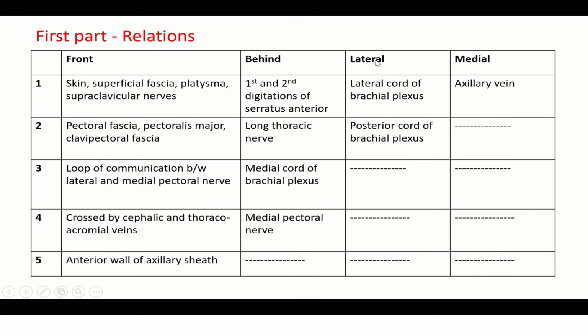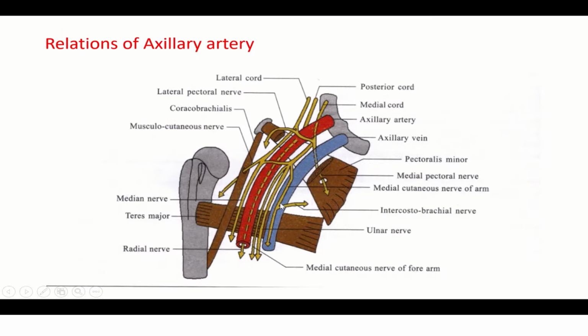Then if you see on the lateral side, there is the lateral cord of brachial plexus and posterior cord of brachial plexus. So the posterior cord here is not posterior, it is also on the lateral side. Then medially, axillary vein. So blindly you can follow for all parts the medial relation: one of the medial relations will be the axillary vein. So this you need to practice in dissection, and if you practice the diagram, then you will get to know.